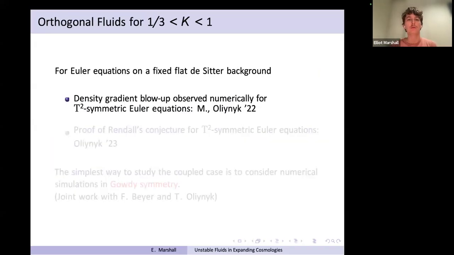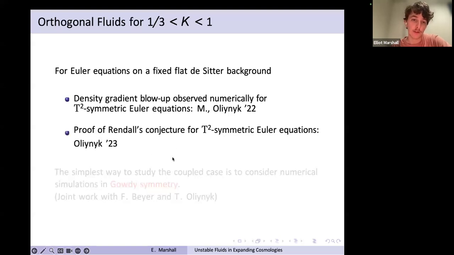Okay, so the first way you would want to study this is just by looking at perturbations of these orthogonal fluid solutions on a fixed background. That's the simplest case. So just the Euler equations, not coupling to the gravitational field, just looking at a de Sitter background. And that's what we've done. And in fact, you can observe this density gradient blow up numerically looking at the T2 symmetric Euler equations. So this was done in a paper by myself in collaboration with Todd Oliynyk. And more recently, Todd has actually given a rigorous proof of this conjecture for the T2 symmetric Euler equations, subject to certain restrictions on the equation of state and the regularity, which I won't go into.